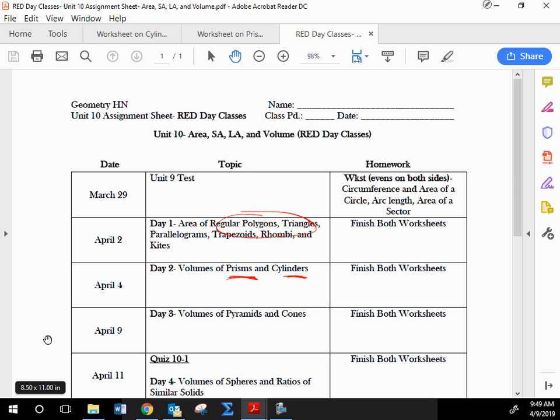And then I just want to refresh memories on these vocab words here. What is a face? Who could explain faces? Good, it's kind of like the sides of our shape. What do we call the faces that are the same on top and bottom? The base. Good, the base. So like on a cylinder, those would be circles.